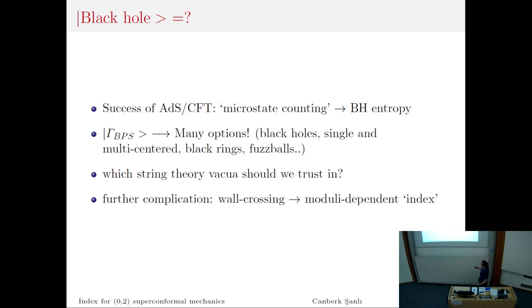Furthermore, on the CFT side, the field theory side, there is a further complication that goes under the name of wall crossing phenomena, which essentially tells us that certain BPS states can combine to form bound states, and vice versa. Namely, the BPS bound states can also decay into their constituents. So if I want to do a consistent BPS counting, in general my index should be moduli dependent and should capture this decay of BPS states.